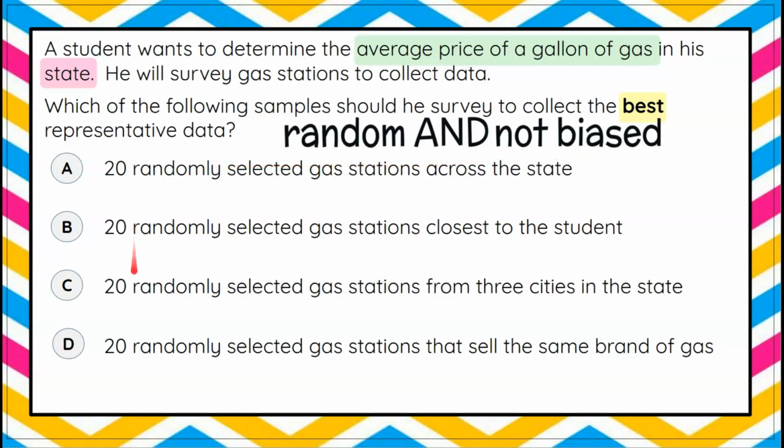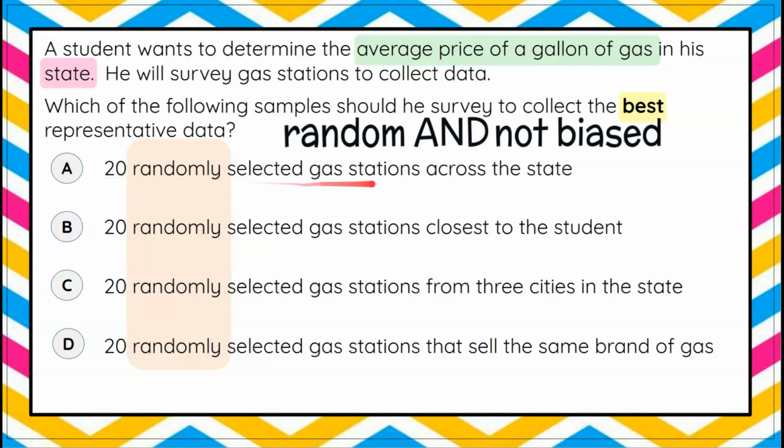So when I consider all 4 of these, I instantly see they're all the same size, right? They're all 20. And then that's all random. So I can see that 20 randomly selected gas stations is consistent among all 4. So the random part of this is already considered in all 4 choices. So now we want to look at bias.